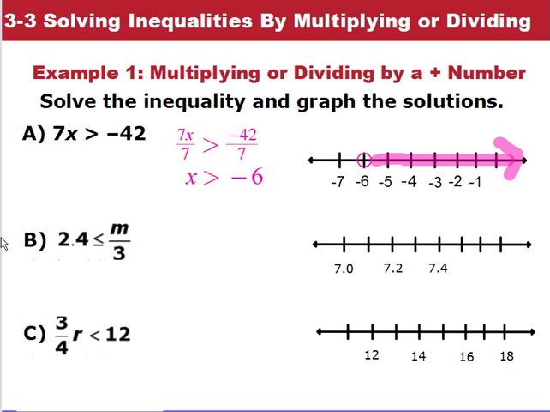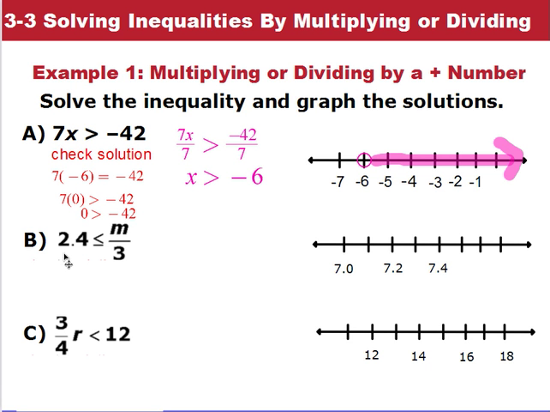Now we need to check our answers and see if our solution is correct. Checking our solution, we first check our endpoint at negative 6. Plugging that in for x, 7 times negative 6 does equal negative 42, so our endpoint is correct. Now let's pick a number. In this case, 0 would be part of our solution. Substituting 0 for x, 7 times 0 is 0, and 0 is greater than negative 42. So our inequality sign is facing the correct direction.